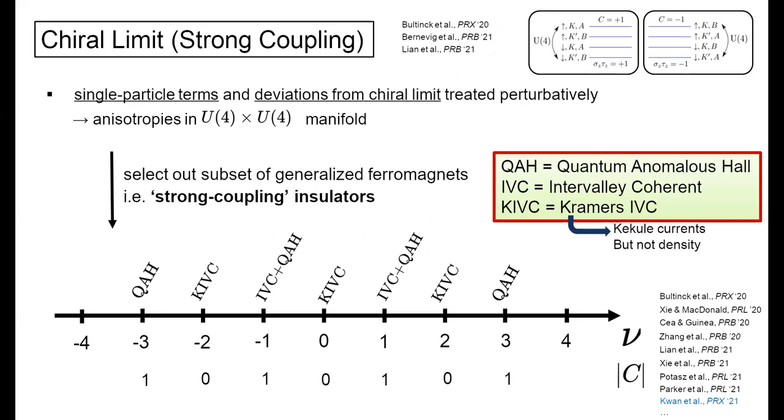And this is an IVC state, an intervalley coherent state, with a Kramers symmetry, which is not the actual time reversal, but sort of a modified time reversal. I don't want to go into too much detail of what it is, but it has an interesting property: you have a tripling of the unit cell, but no density distortion. The density is flat, but you have currents running around in sort of a 3-unit cell pattern.